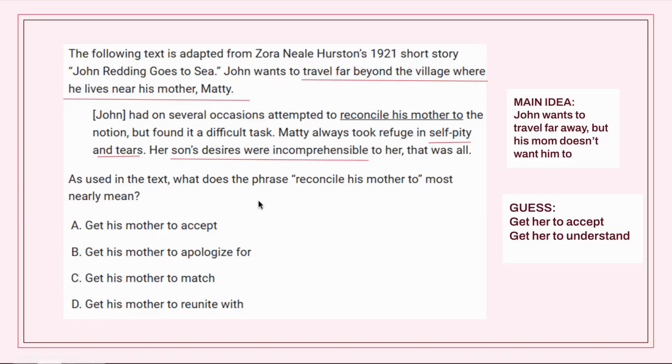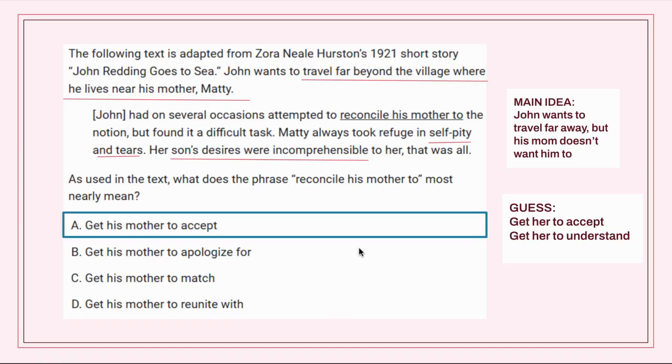So okay, here directly we see our guess. It's A. He just wants to get his mother to accept the notion that he wants to travel far away. He just wants her to accept it, so he has that freedom, right? B, get his mother to apologize for. She doesn't really have anything to apologize for. She's not the one who wants to travel far away. Honestly, he should be apologizing more than anything, but he doesn't want her to apologize. He just wants her to understand, to accept.